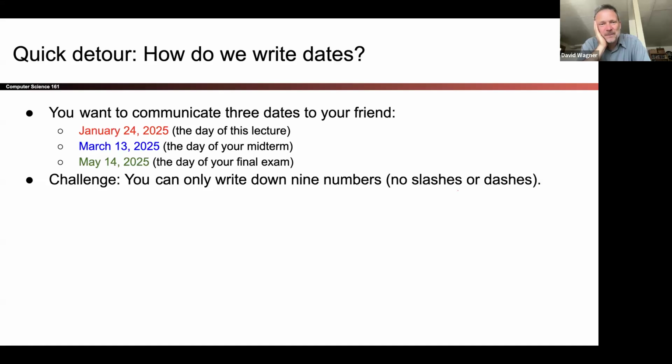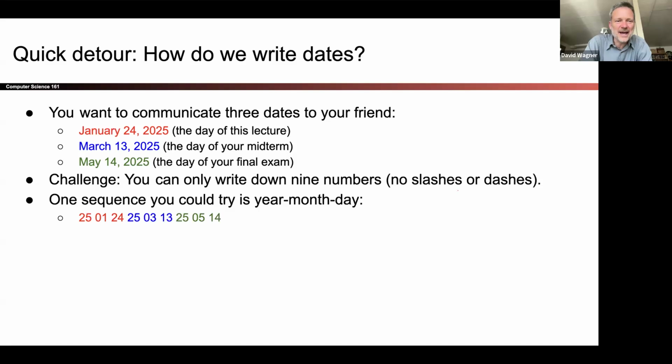So suppose there's 3 dates you want to communicate. Not the day of this lecture, but 3 dates from spring semester when I copied these slides. And you want to send these 3 dates to your friend. But for various reasons, all you can write down is 9 numbers, 0 to 9. Nothing else. No dots or slashes or dashes or spaces or anything like that. How do you do that? How do you encode these dates in that way?